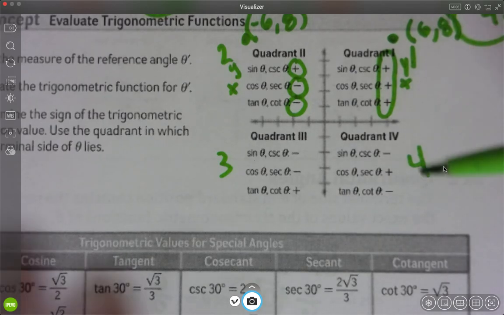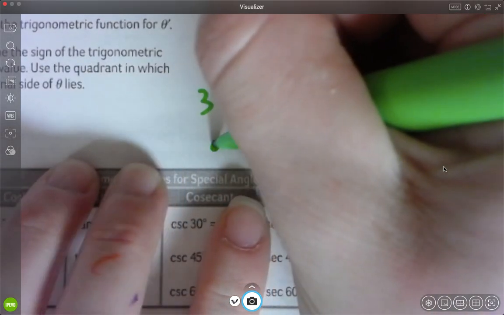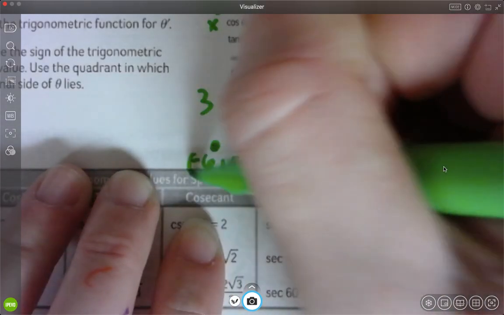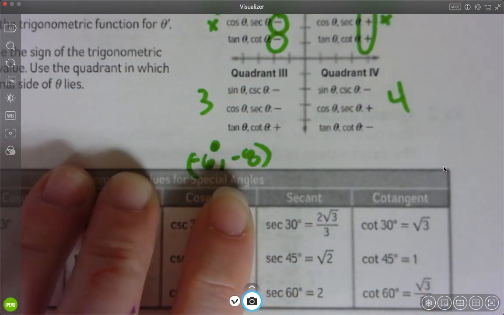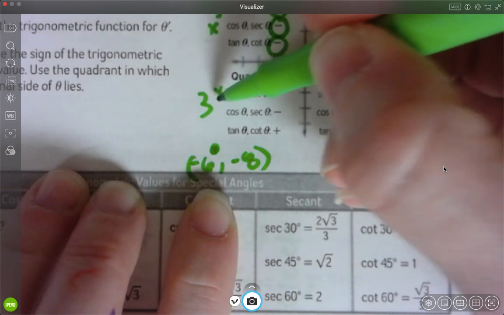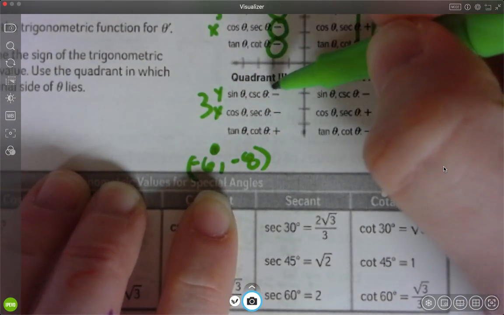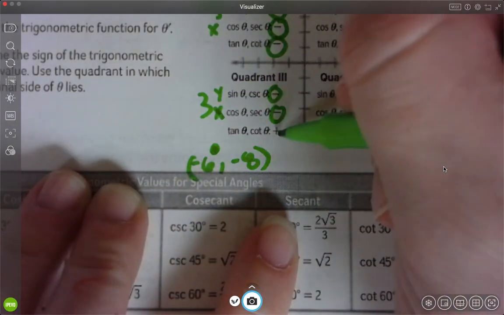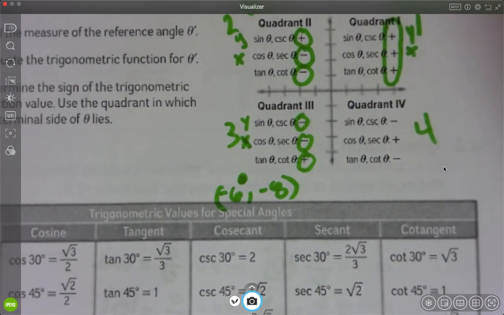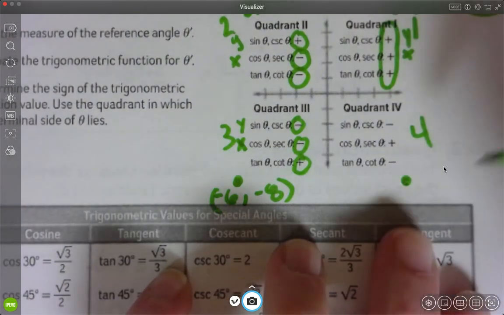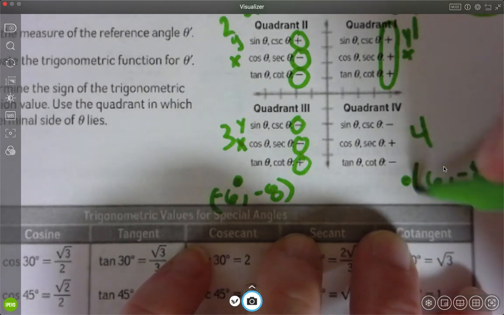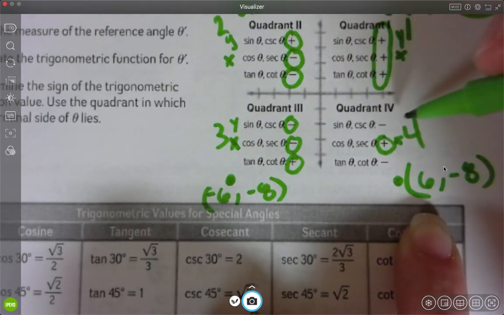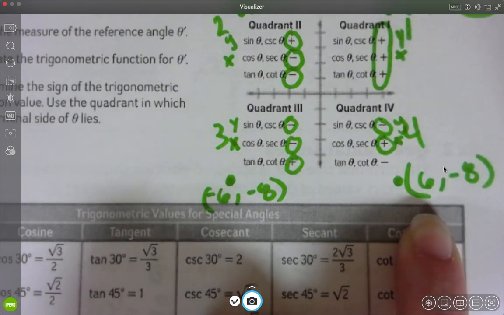In the third quadrant, let's say I have this point right here. This would be the point negative 6, negative 8. Both the x and the y are negatives, and tangent is actually positive here. Then in the fourth quadrant, I have this point, the point 6, negative 8. The x coordinate is positive, that's what cosine is, and the y coordinate is negative, that's what sine is. And then tangent is negative also.